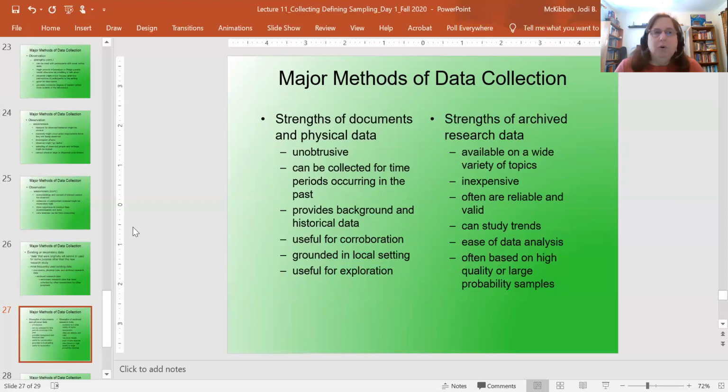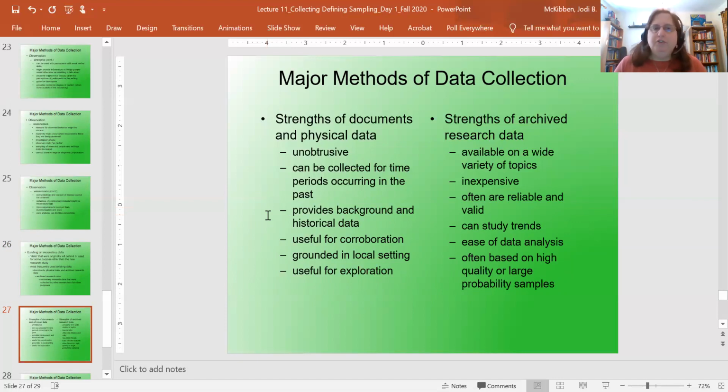Okay, so that has some strengths. I think that this comes up a little bit more with medical research, in particular, the documents and physical data. So looking at health records, let's say over time, and you could look at history of smoking, and then you could look at different medical outcomes and see if there's an association between those. Okay, if you have doctor's records over a period of time for a particular set of patients.